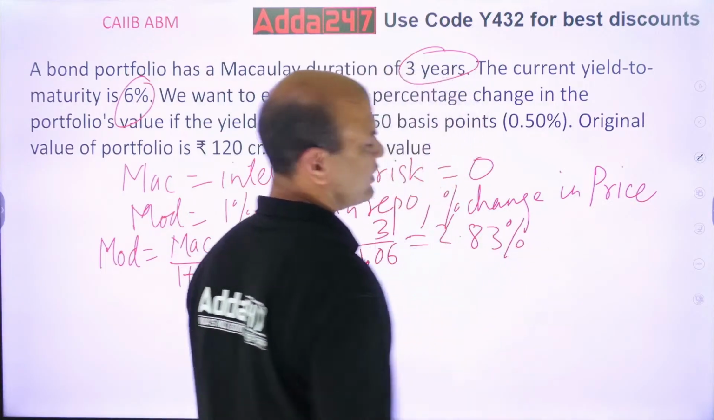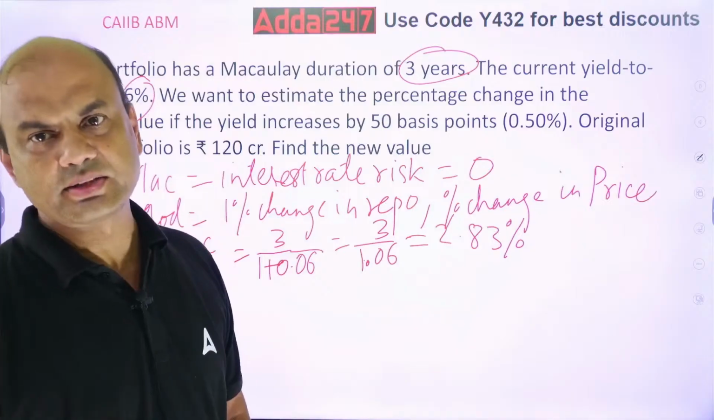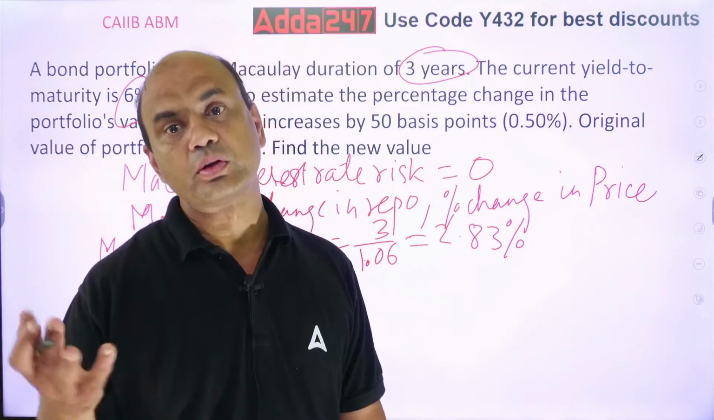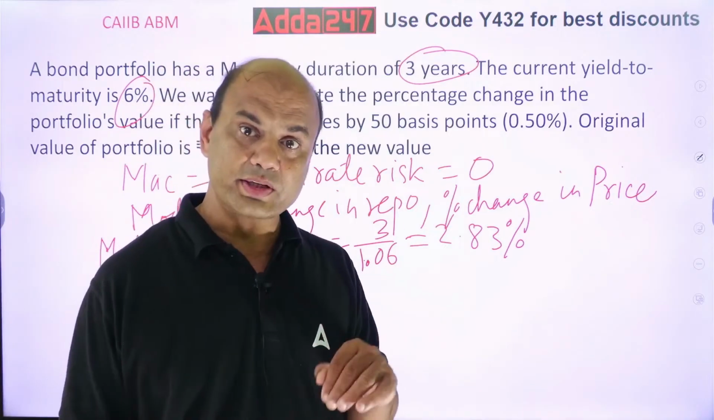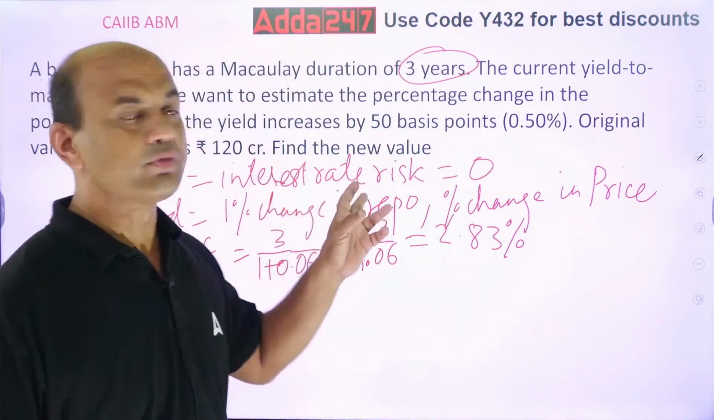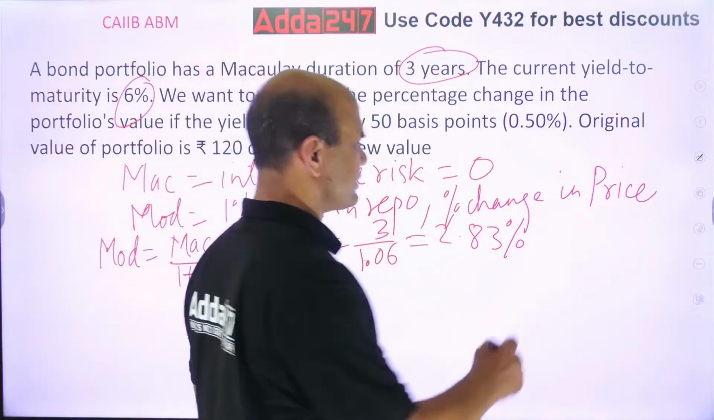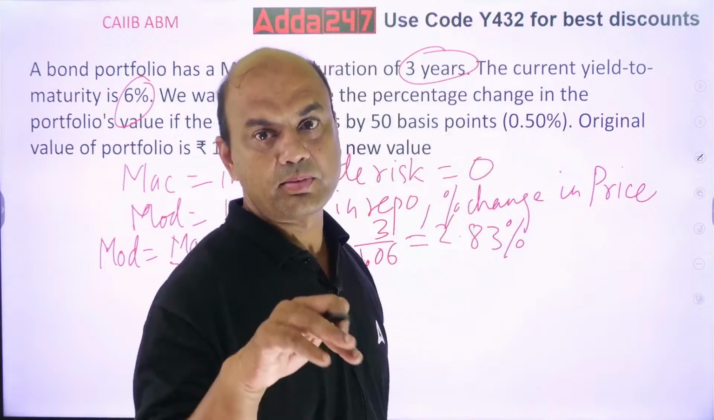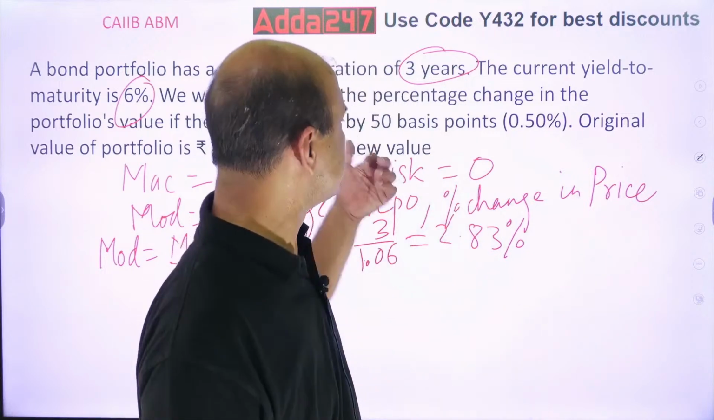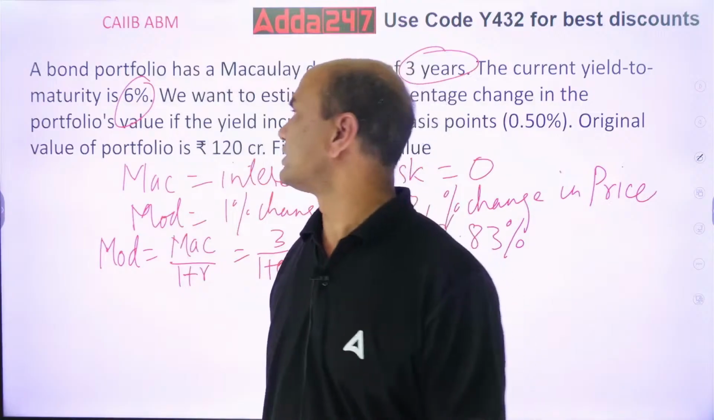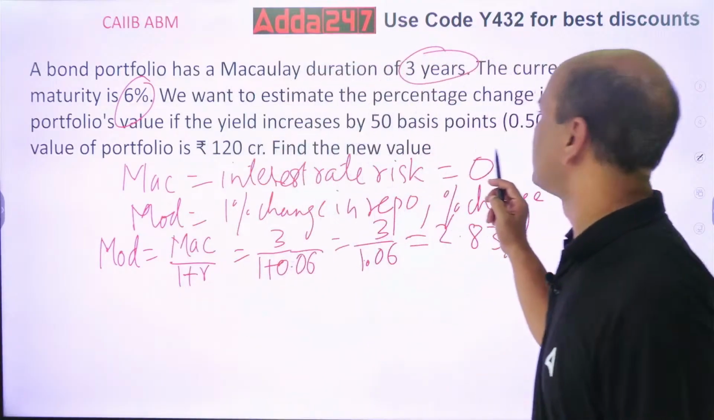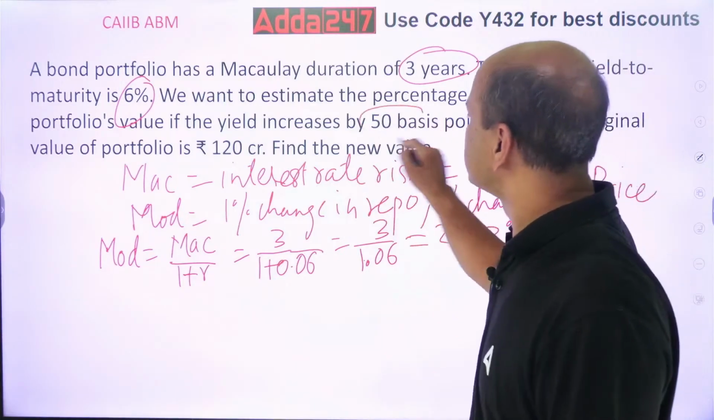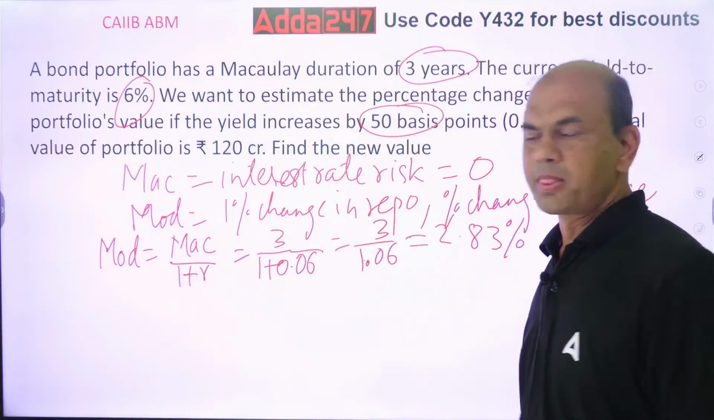Percentage. What does it mean? It means that if my repo rises by 1%, the price of my portfolio or bond will fall by 2.83%. Will fall. In earlier numerical, I think so I shown you. So repo goes up, price of the bond will come down. Okay. So now what is given? We want to estimate the percentage change in the portfolio's value if the yield rises by 0.5 basis points. So now understand this.